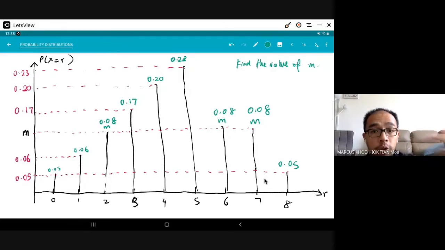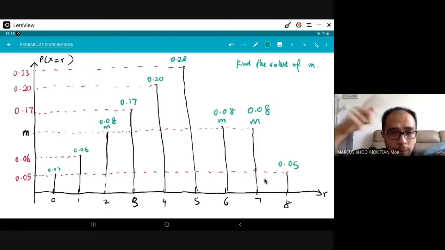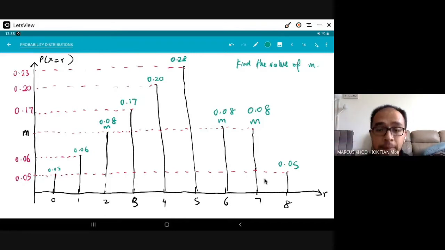So you can do this for any situation as long as you understand that the total probability is a fact. Ini adalah fakta yang kamu kena ingat, otherwise you cannot answer the question. You have to remember that no matter how many lines there are, all the total probability must be equal to 1. Ini wajib. So make sure that it is embedded in your head, tersemat dalam kepala.